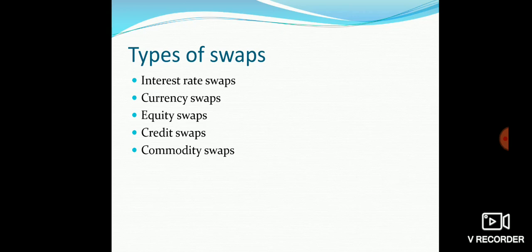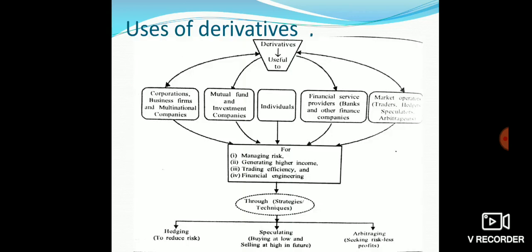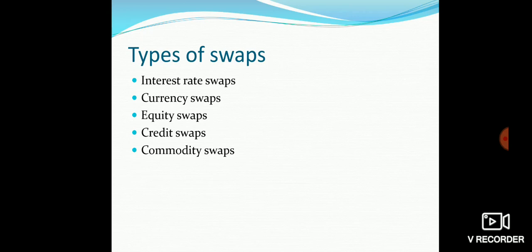Here are a few types of swaps: interest rate swaps, currency swaps, equity swaps, credit swaps and commodity swaps. Interest rate swaps are nothing but swaps of different types of interest rates. Currency swaps are nothing but swaps of different types of currencies. Equity swap is nothing but the returns from equity being swapped. Credit swap is where the returns from credit are swapped, and commodity swaps are where two commodities are exchanged.